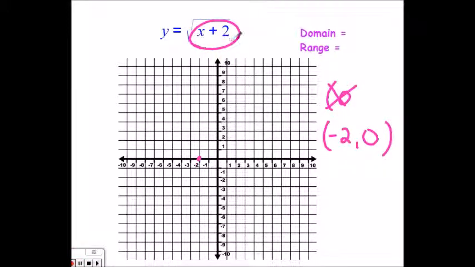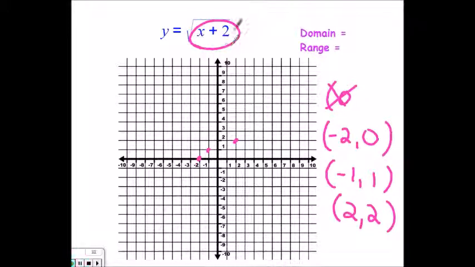Now we want this to be equal to our next perfect square, which is 1. How can this be equal to 1? When x is negative 1. So negative 1 plus 2 is 1. The square root of that is 1. So we got negative 1, 1. Now I want this to be equal to the next perfect square, 4. How can this be 4? When x is 2. And the square root of 4 is 2. So I'll graph our point 2, 2.